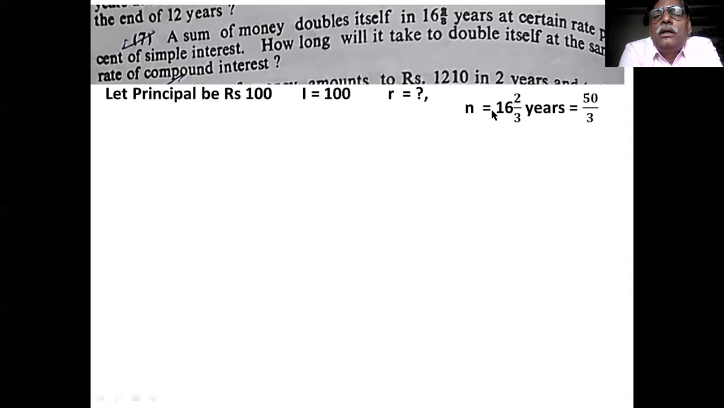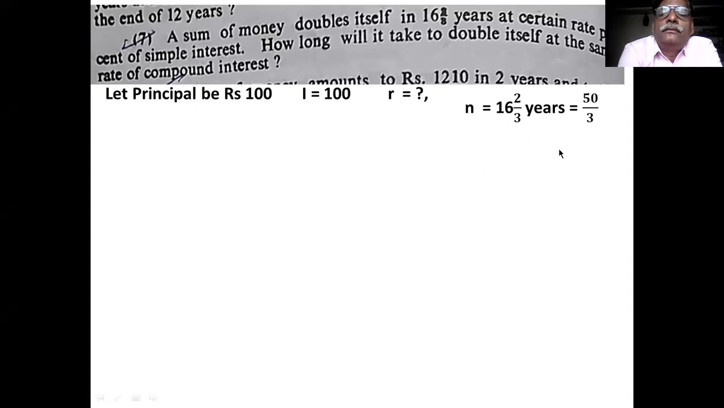You see here, the first step is to calculate the rate of interest. We calculate the rate of interest by application of the simple interest method. Let principal be rupees 100. It doubles, means 200 is the amount. So in that 200 rupee amount, interest is 100. Then R is question mark, n is equal to 16 2/3, which is equal to 50 by 3.